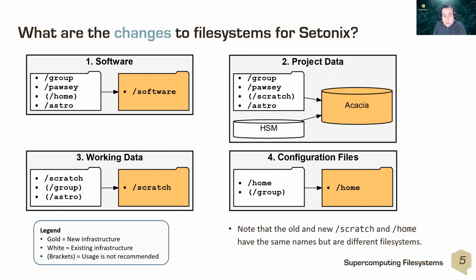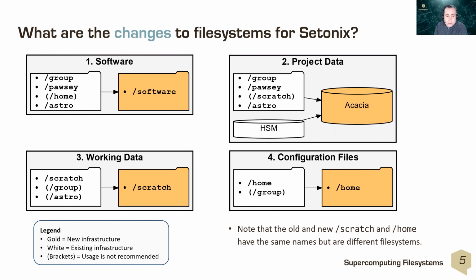For the project data, this is data that exists over the lifetime of the project, so longer than the 30-day purge policy on Scratch. There may have been files in the group file system, for example, where these may have lived, as well as for some astronomy groups, this may have been in /Pawsey or /Astro, and for shorter lived files, it may be that you were using Scratch for this as well. These files should now live on the Acacia object storage.